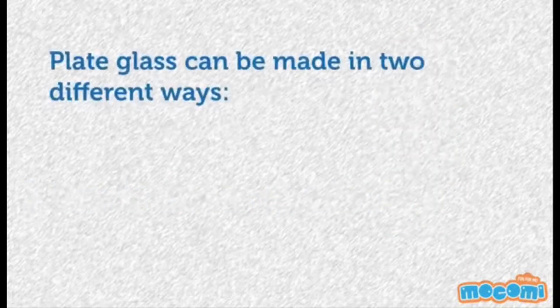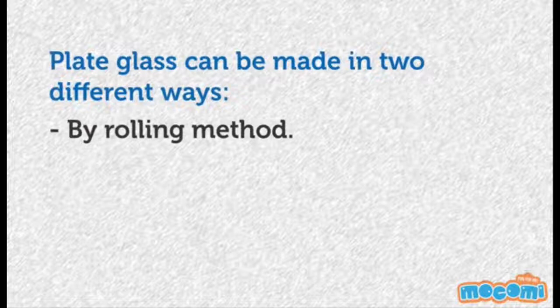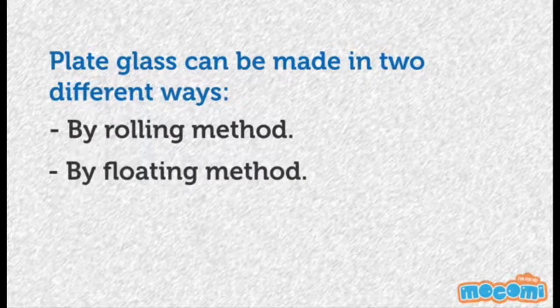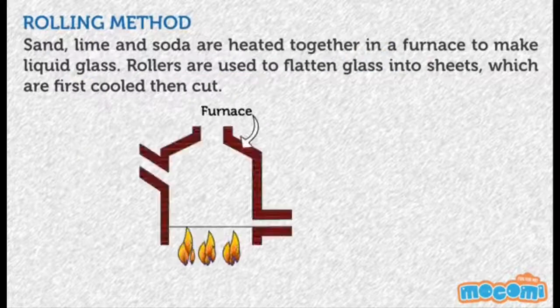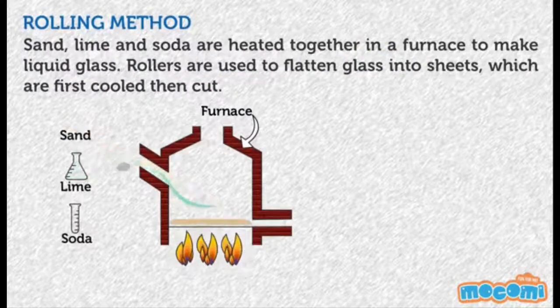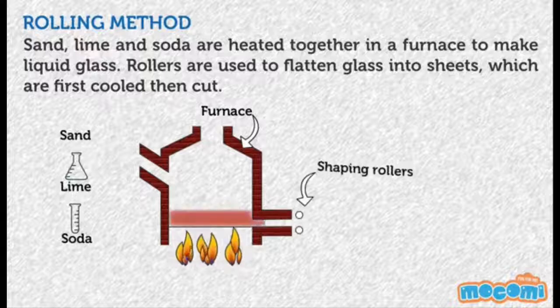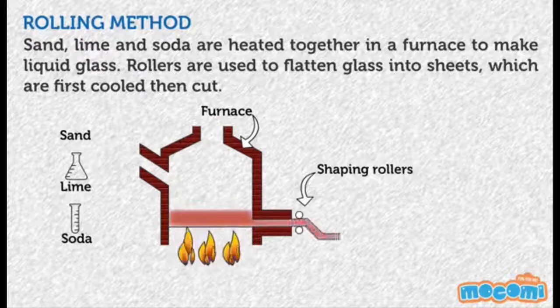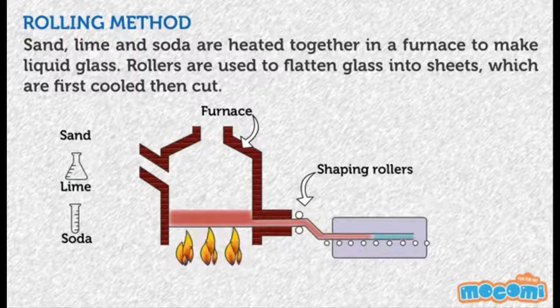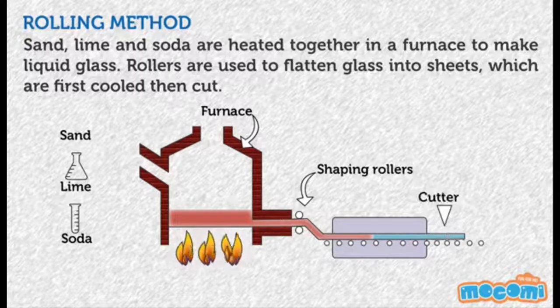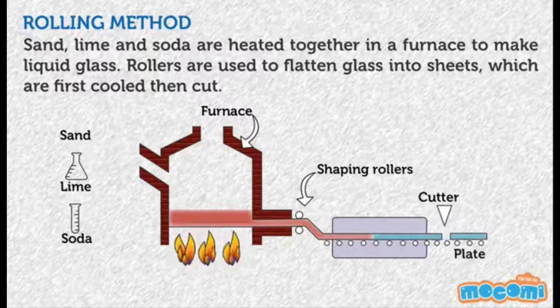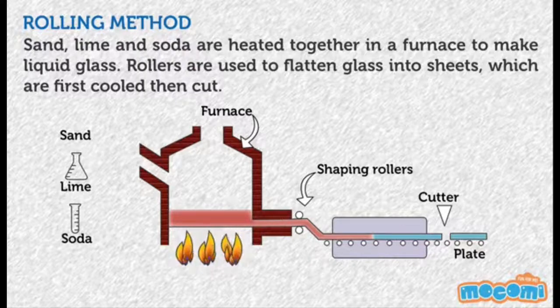Now plate glass can be made in two different ways, by the rolling method and by the floating method. First we'll see how the rolling method is done. Sand, lime and soda are mixed together in a furnace to make liquid glass. Rollers are used to flatten the glass into sheets, which are first rolled then cut. Okay, so they are cut like this.